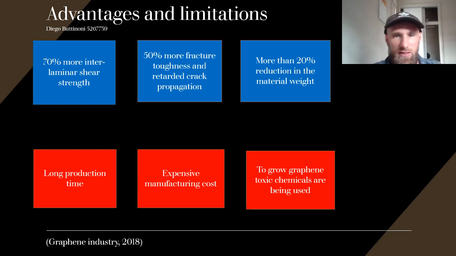For advantages and limitations of this material, we can see that it has a 70% internal shear strength, a 50% increase in fracture toughness, and 20% less material weight. The drawback is that it has a long production time, is really expensive, and is not environmentally friendly.